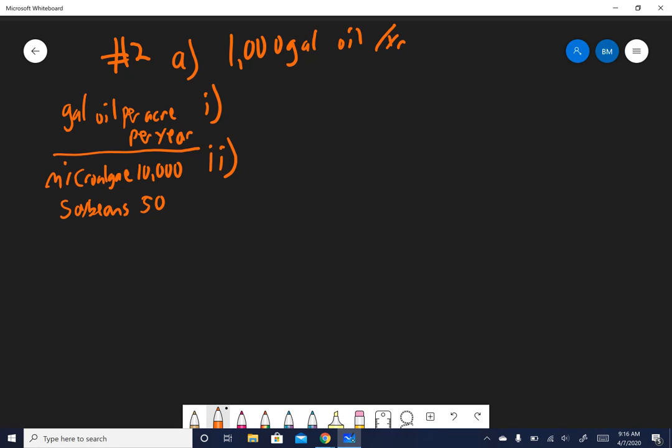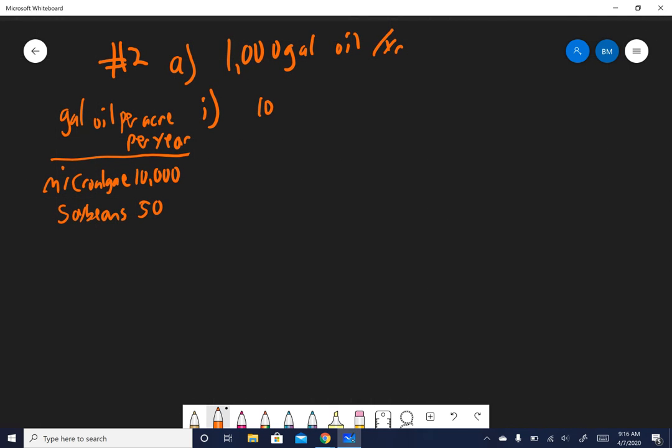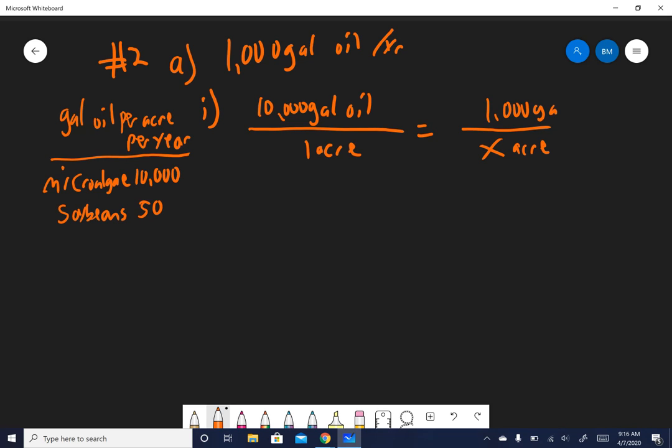we want to know the number of acres required to produce 1,000 gallons, right? So how many acres do we need to produce 1,000 gallons of microalgae, right? So I'll come back to that. So if we know that microalgae produces 10,000 gallons of oil in 1 acre, then we want to know how many acres we need to get 1,000 gallons. So proportion makes more sense for me in this case than the dimensional analysis, but you could also do it that way.